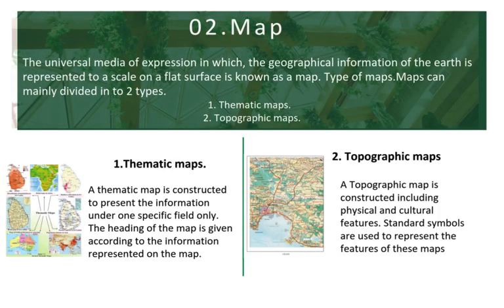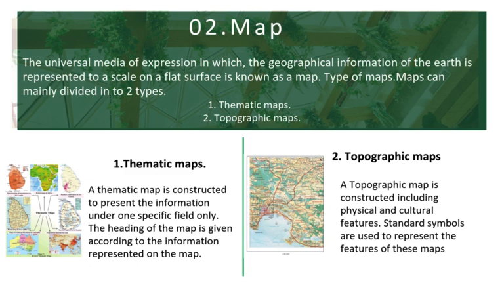Next one is maps. The universal medium of expression in which the geographical information of the earth is represented to a scale on a flat surface is known as a map. Maps can mainly be divided into two types. They are thematic maps and topographic maps.